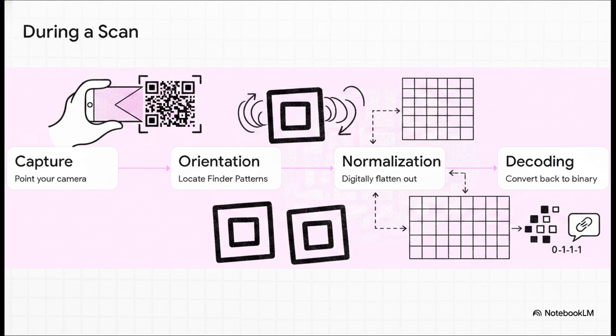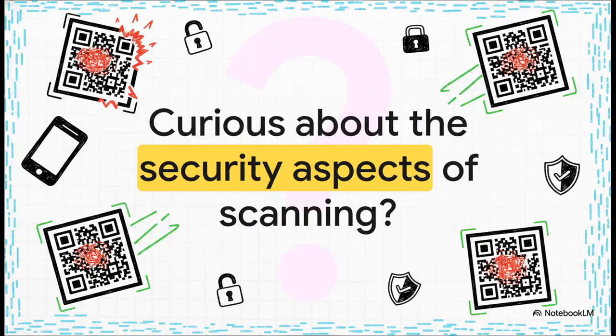Step 3 is normalization. The app uses the smaller alignment square and the timing dash lines to digitally flatten out any tilting, warping, or curved surfaces. And finally, Step 4 is decoding. The scanner reads the tiny version info block, strips away the scramble of the mask pattern, converts all those black and white modules back into binary code, the zeros and ones, and translates that binary into human-readable text, popping up a web link right there on your screen. So the absolute craziest part is that this complex, multi-step ballet of geometry and math happens flawlessly in the literal blink of an eye.